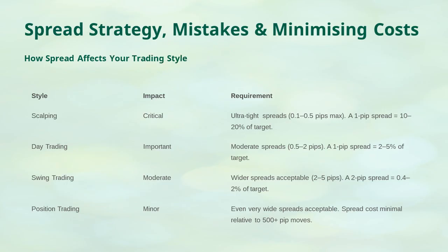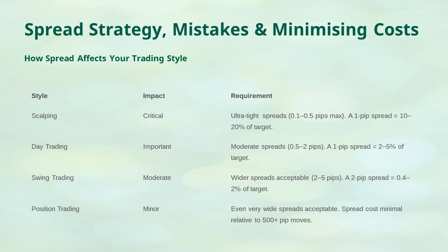Let's get practical. How does spread actually affect your trading, and what can you do to minimize its impact? First, understand how spread affects different trading styles. For scalpers, spread is critical. If you're targeting 5 to 10 pips per trade, a 1 pip spread eats up 10 to 20% of your target.